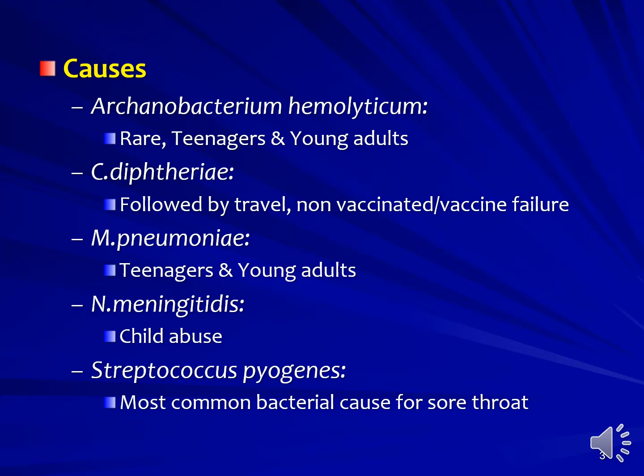For sore throat there are many causes. One is Arcanobacterium haemolyticum, which is a usually rare cause and commonly seen among teenagers and young adults. Next is Corynebacterium diphtheriae, which commonly follows travel and is seen among non-vaccinated people and in vaccine failure cases. Mycoplasma pneumoniae is another one, common among teenagers and young adults. And Neisseria meningitidis, usually a commensal in the oropharyngeal region, followed by child abuse, may cause sore throat.